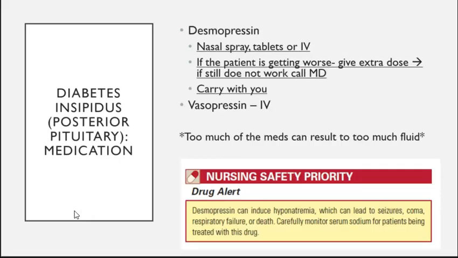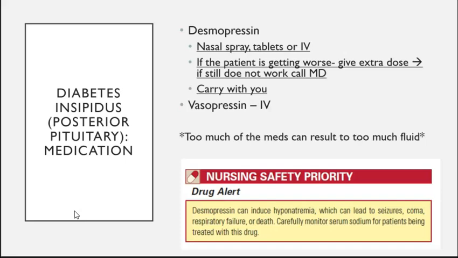So how do we treat it? Well, they're missing antidiuretic hormone, so we want to give them antidiuretic hormone so that they can put aquaporins onto the cell and put the water in the cell where it needs to go, so they're not dehydrated. So what is a synthetic of ADH? It is desmopressin, and we can give it by nasal spray, tablets, or IV. Once we give that first dose, if they're not getting better, we can give an extra dose. However, after that second dose, you're going to call the doctor if they're not getting better.